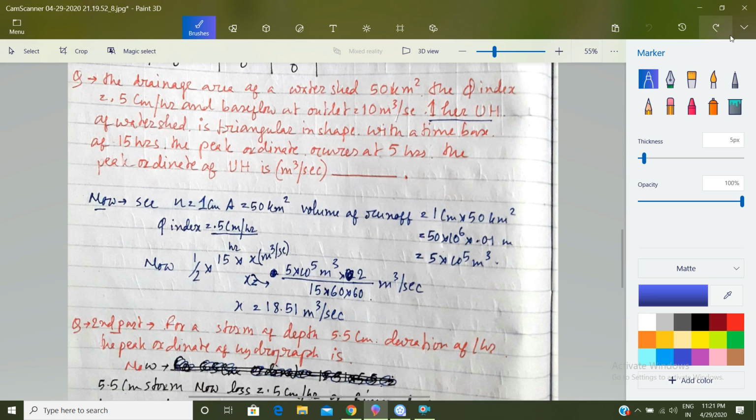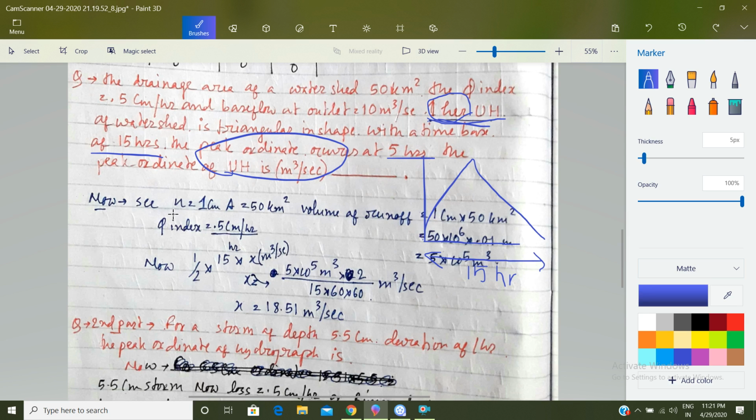We need the triangle shape actually. Now see what we can do. h equal to 1 centimeter, area equal to 50 kilometer square. Therefore the volume: 50 kilometer square is given in the question, and a unit hydrograph means 1 centimeter is the depth. Therefore, if we multiply 50 kilometer square with 1 centimeter, we will get the total volume of the runoff, isn't it? The volume of the runoff is nothing but the area of the hydrograph.